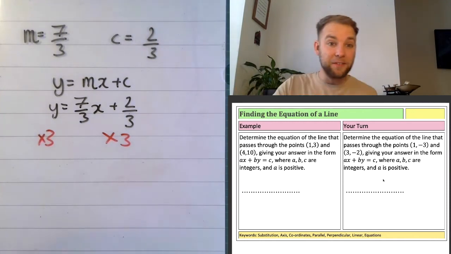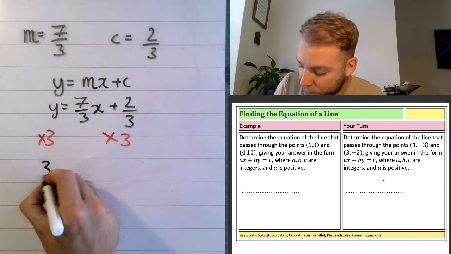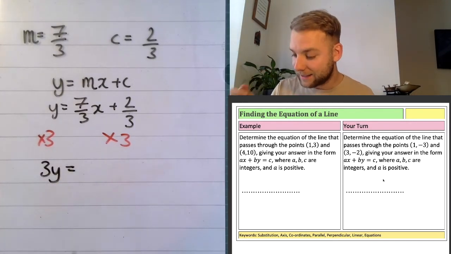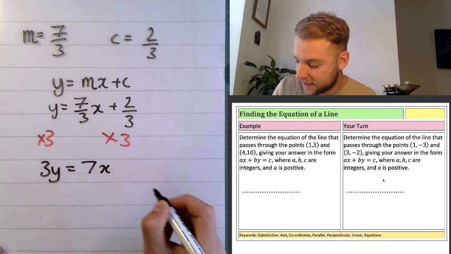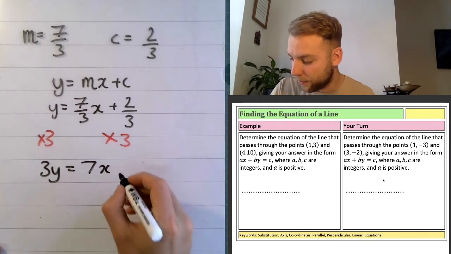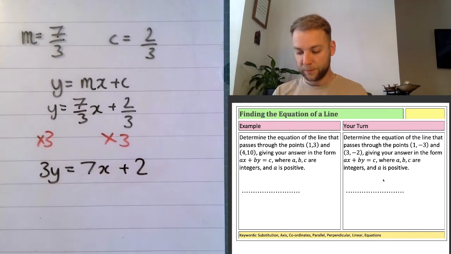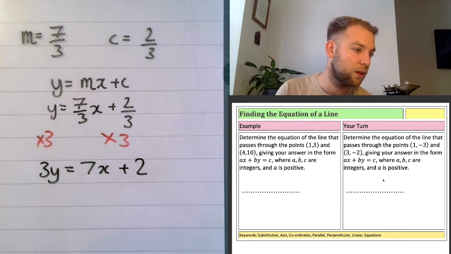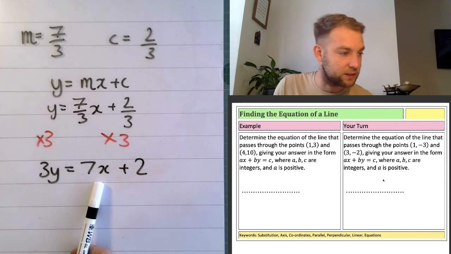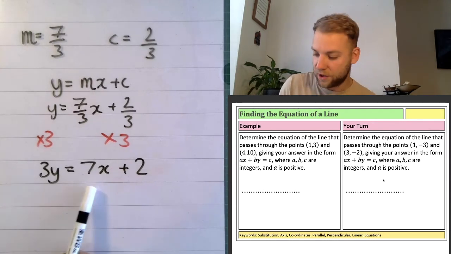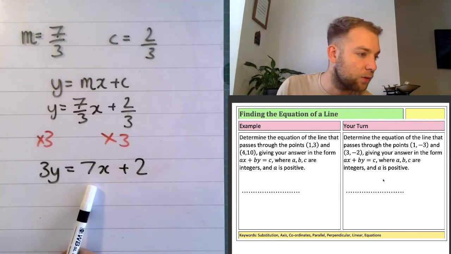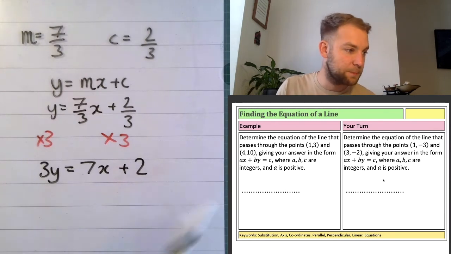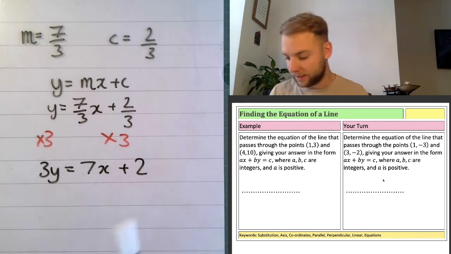If I times the left-hand side by 3, I end up with 3y is equal to 7 over 3x times by 3 is just 7x. 2 over 3 times by 3 is just 2. I've still not finished because it wants the coefficient of x to be positive, and it wants ax plus by is equal to c.